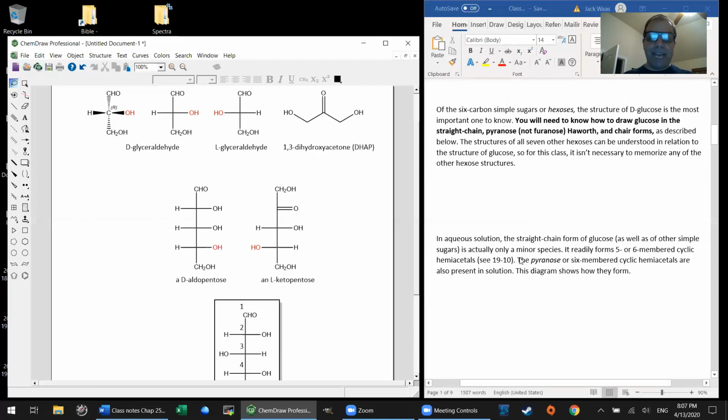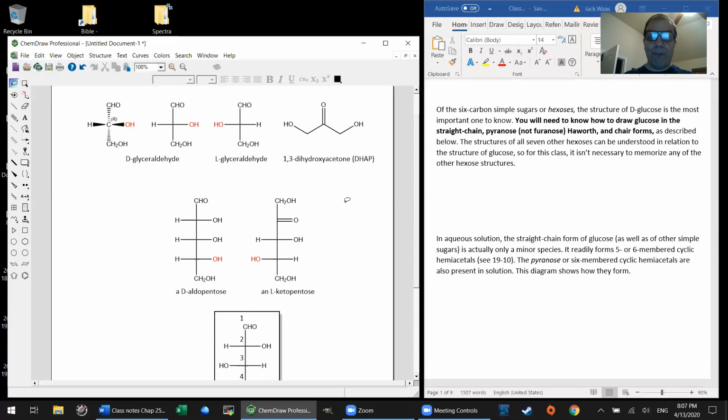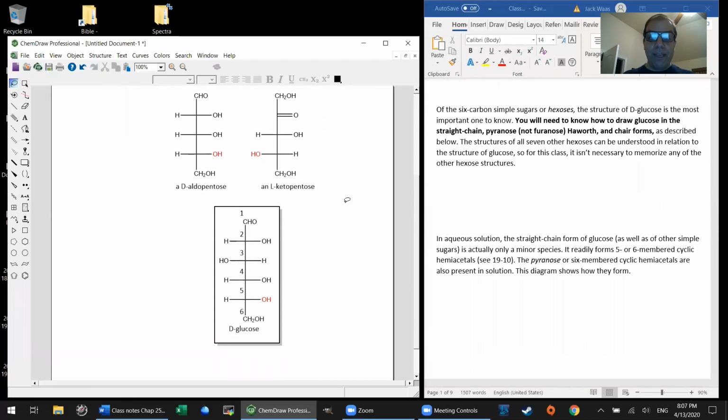Now, like I said, I don't really care if you memorize any tetroses or pentoses. These 3 trioses, I think, are very important. If you memorize the structures of D and L glyceraldehyde, you get the definition of D and L along with it, and dihydroxyacetone is trivial, and all 3 of these molecules are important in biochemical pathways. It's a shame we're not doing chapter 29 because we'd see all of them in chapter 29.